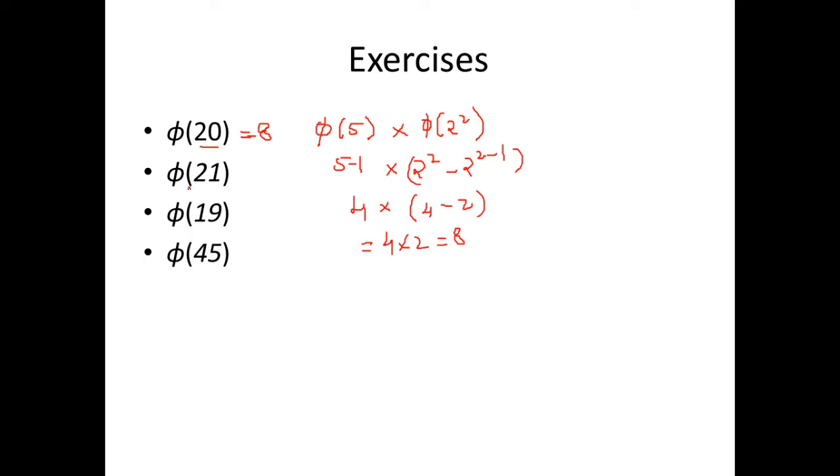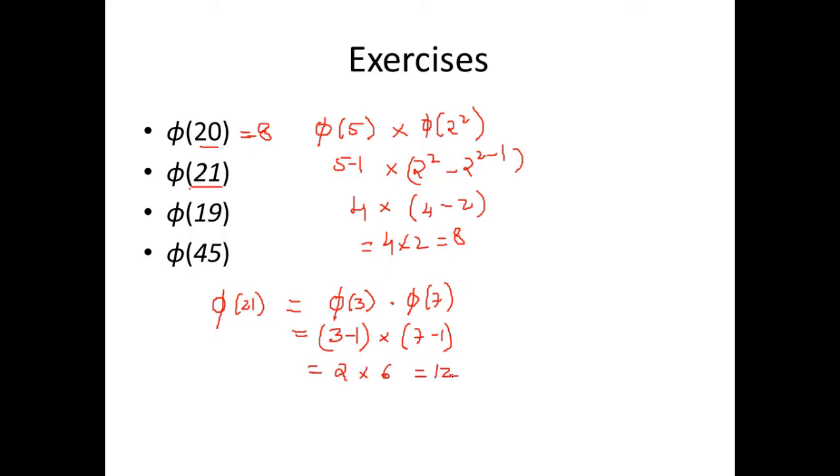Now can we solve what is phi of 21? See, 21 is not a prime number. So we can represent 21 as multiples of prime numbers. For instance, we can say it's phi of 3 into phi of 7. So we'll apply property 1. What is phi of p when p is a prime number? It is p minus 1. So 3 minus 1 into 7 minus 1. So it is 2 into 6. So 12. So this is the result for the second problem.